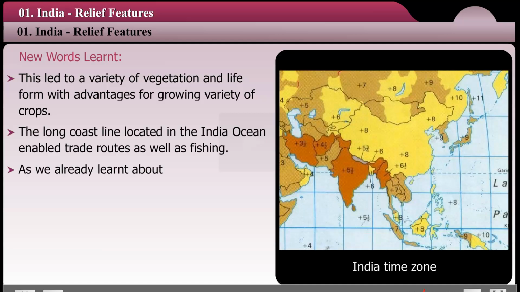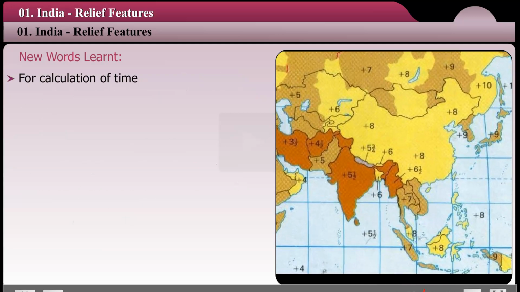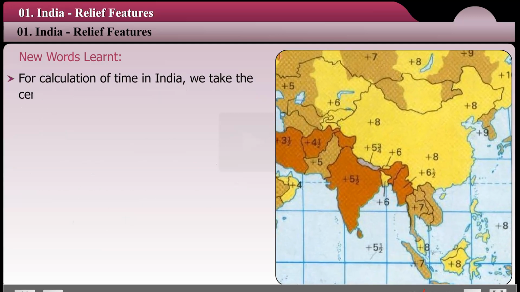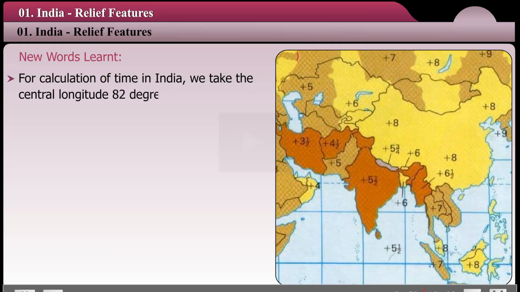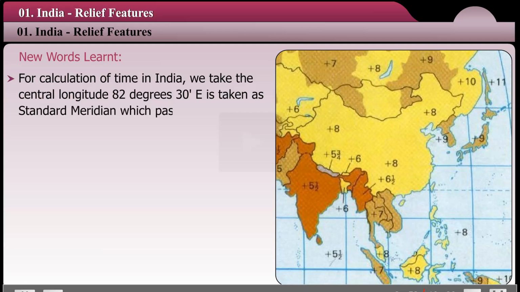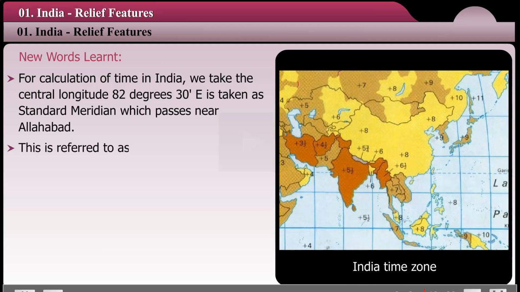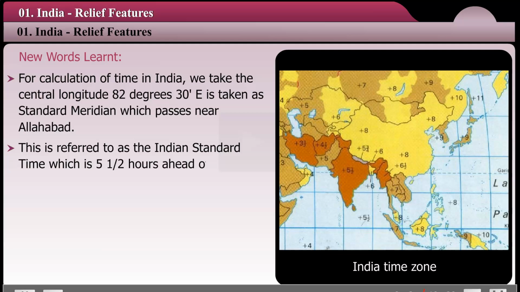As we already learned about the standard meridian of the world on which time is based, here we learn about the Indian Standard Time. For calculation of time in India, the central longitude 82 degrees 30 minutes east is taken as the standard meridian, which passes near Allahabad. This is referred to as the Indian Standard Time, which is 5.5 hours ahead of Greenwich Mean Time.